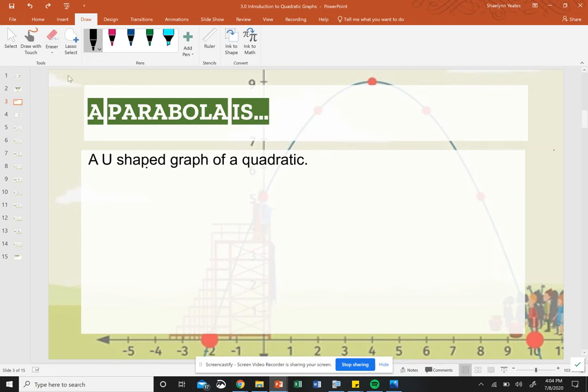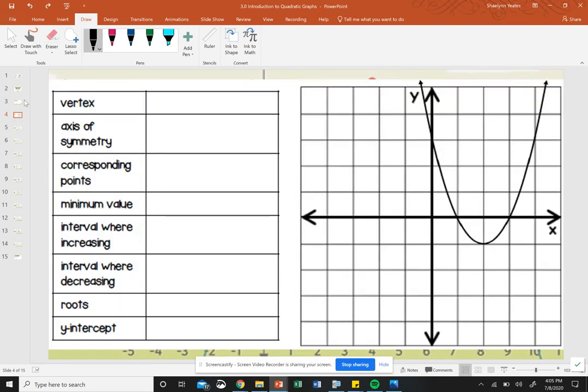It's part of something called conic sections. You can get it by cutting a sphere in a specific way, or a cone in a specific way. It's kind of cool. Anyway, so we're going to talk about these parabolas. We're going to talk about what a vertex is, what the axis of symmetry is, what corresponding points means, what a minimum value is, interval where it's increasing, interval where it's decreasing, roots, and y-intercepts. Essentially, we're talking about all of those key features specifically about quadratics.